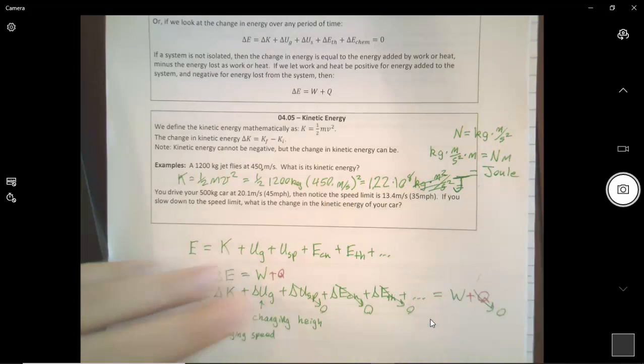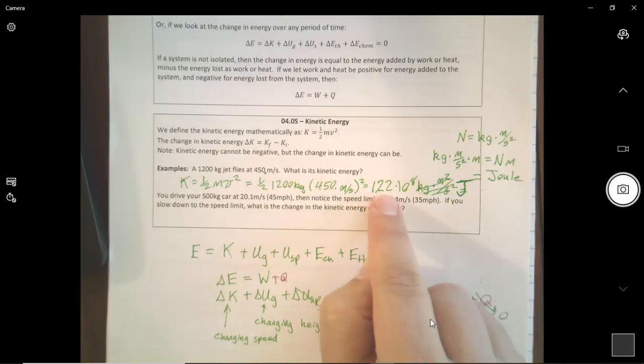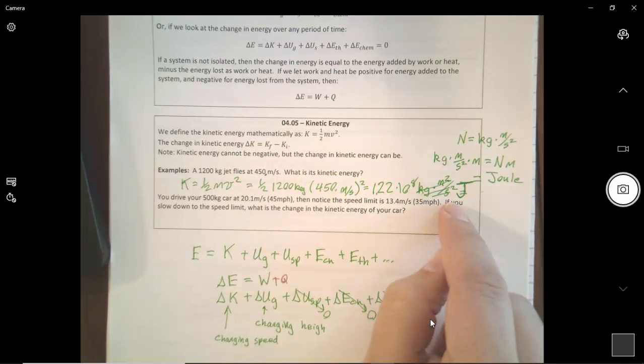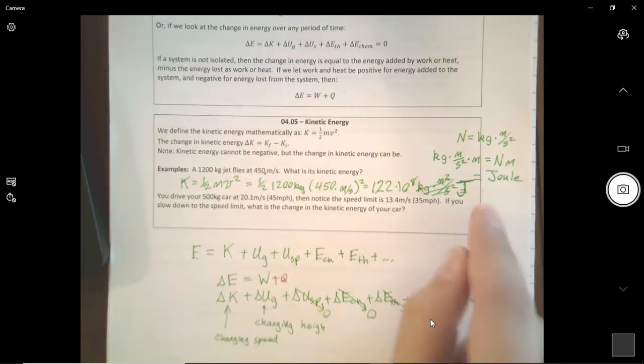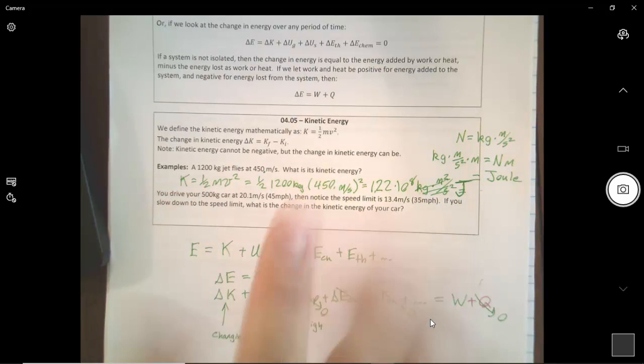Now, you should not confuse this with the J that we have for impulse, and there's 2 reasons for that. One, this is a unit, right? So it always comes after a number. And 2, J as impulse is a vector quantity, right? Whereas this, first of all, kinetic energy is not a vector, right?